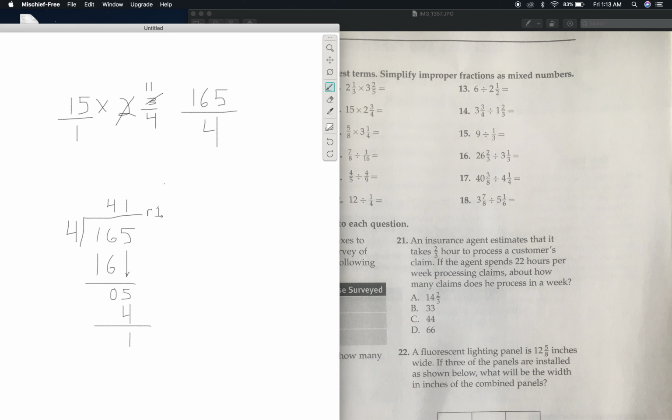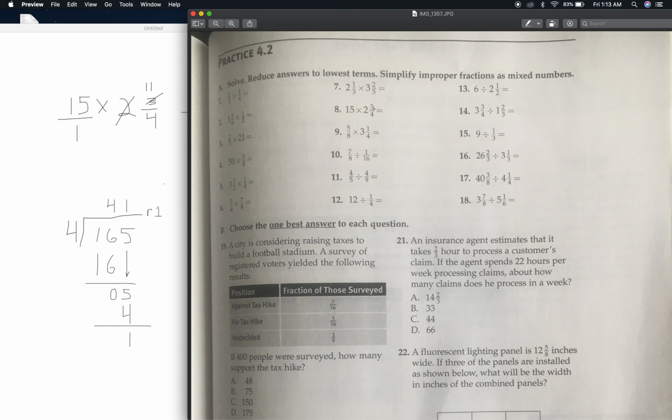Yes, it is. I don't lie. Okay, so this here equals 41 because 4 goes into 165 41 times, and there is one remainder, which would be 1 over the denominator. So 41 and 1/4. That would be the answer for number 8.